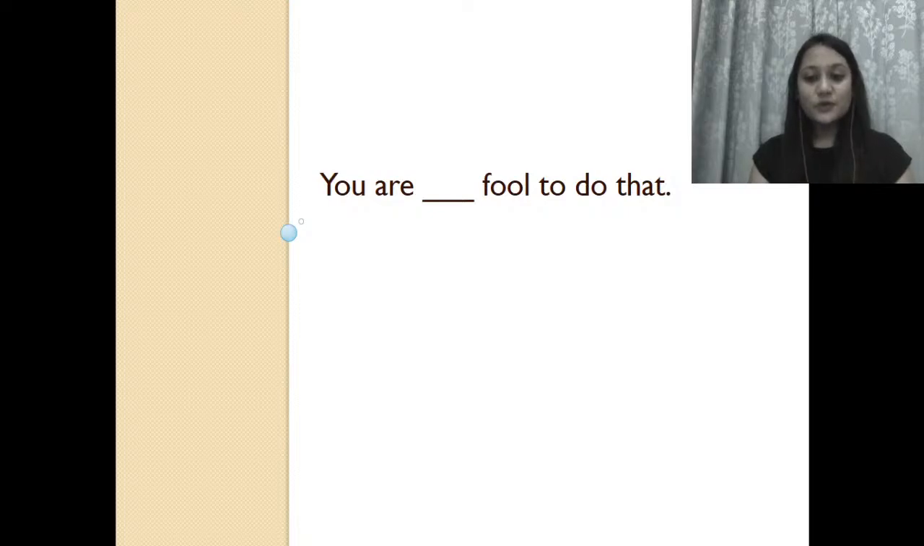You are a fool to do that. Okay. The question is: you are dash fool to do that. So you are a fool to do that. You are the fool to do that. You are an fool to do that. Right. You are a fool to do that. When you are saying something about somebody, and that is for sure, you are a fool. I mean, you cannot say you are an fool or you are the fool to do that because you are making a comment, and in that scenario you are simply supposed to use a.